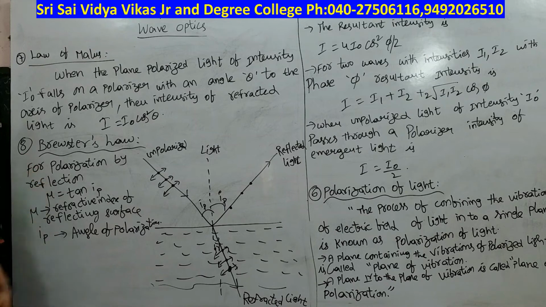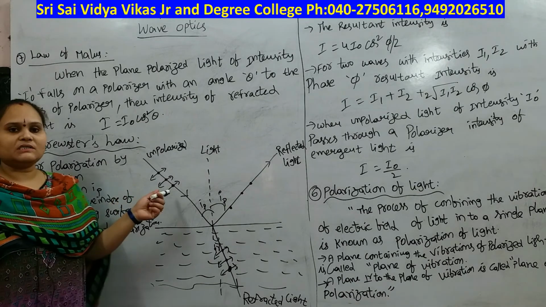Next is Brewster's law. Polarization can be done by reflection. For polarization by reflection, mu equal to tan IP, where mu is the refractive index of the reflecting surface and IP is the angle of polarization. This is Brewster's law.